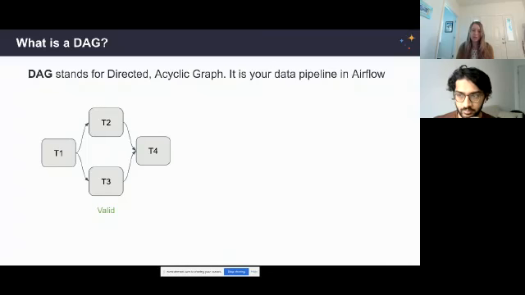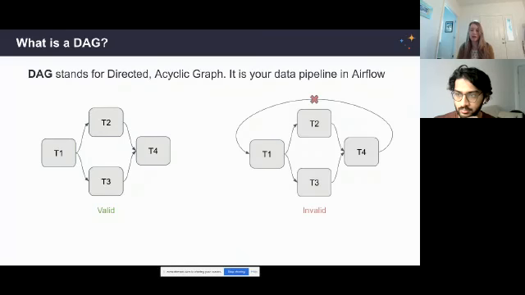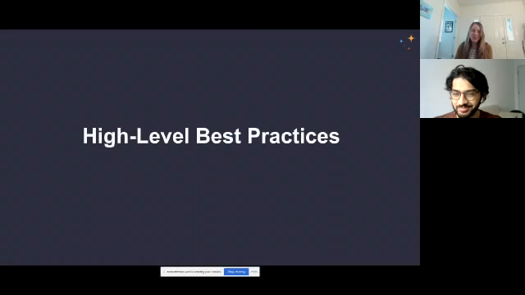Simple, a couple of tasks with dependencies. On the other hand, this example on the right is something that would be invalid because of the loop between T1 and T4. This could create an infinite loop in your code, so that's obviously bad. The first best practice, I guess, would be to make DAGs that are actually valid. So with that, we'll dive into the high-level best practices here.